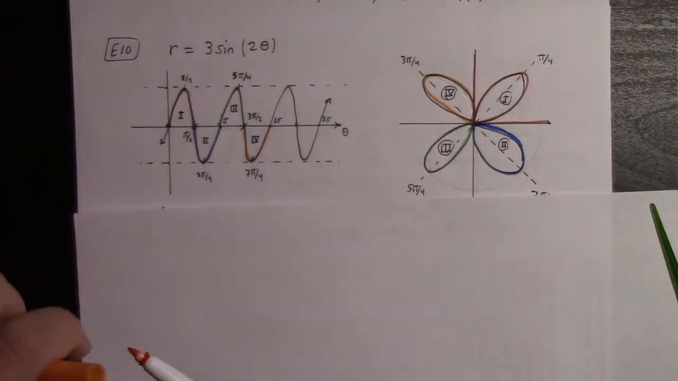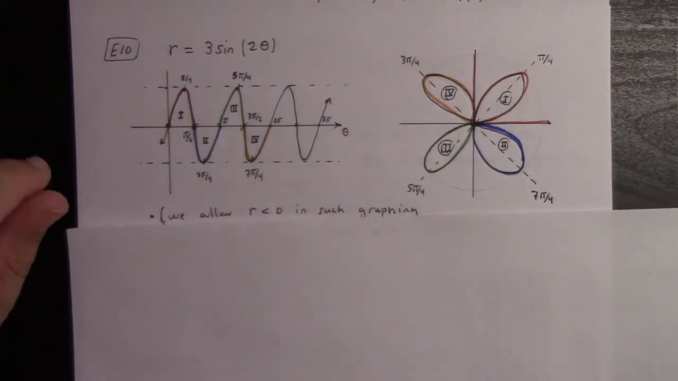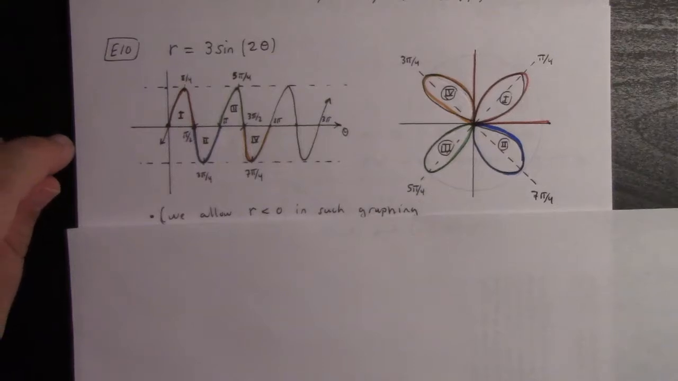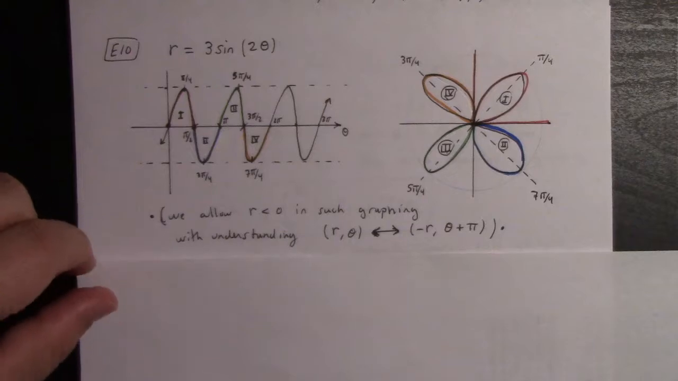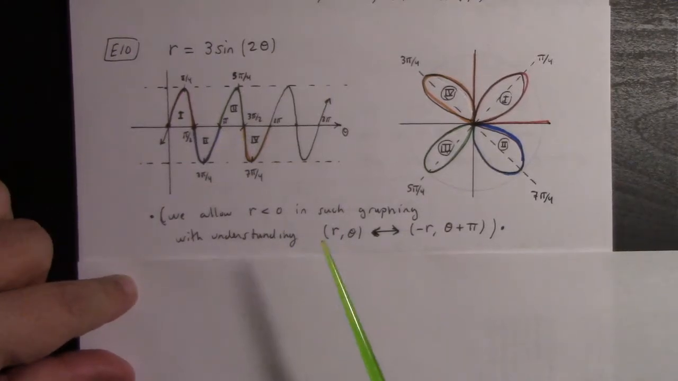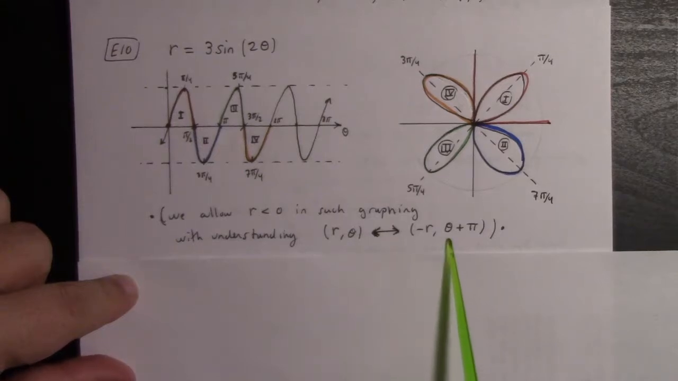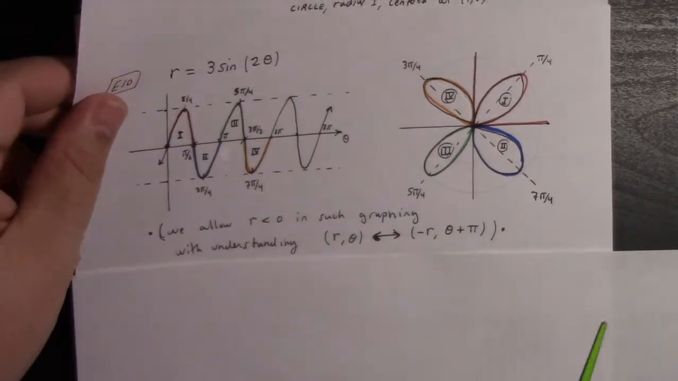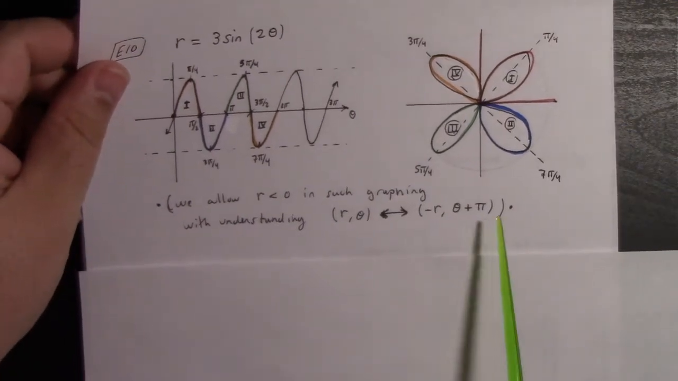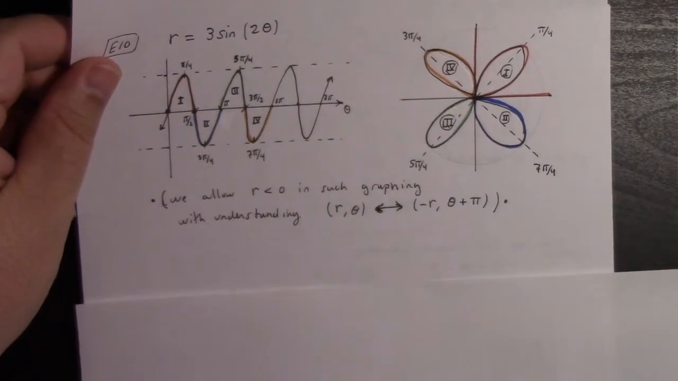r equals 3 sine 2 theta is actually a four-petaled flower. It's interesting, if you study cosine, it looks a little different, and you've got to be careful. Even and odd cases don't have to be quite the same. So I should mention that we do allow r less than 0 in such graphing, with the understanding that (r, theta) is equivalent to (minus r, theta plus pi). That goes back to the way that sine and cosine flip when you replace theta with theta plus pi, if you want to think about it that way.